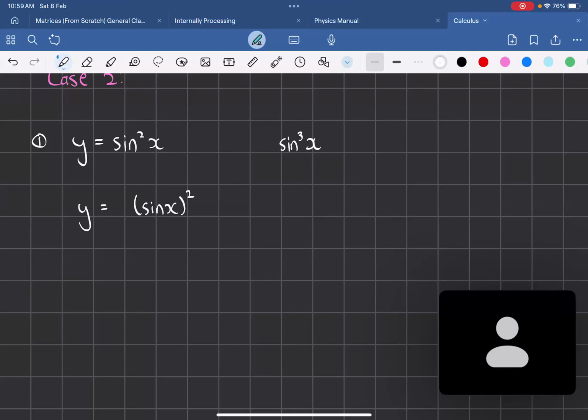Sine x cubed. Say that again? Bracket sine x and then cube. Yeah, that's correct. And it also means sine x by sine x by sine x. Yeah. Cool. Good. Once you understand that.